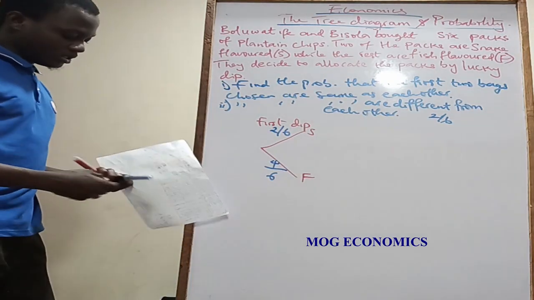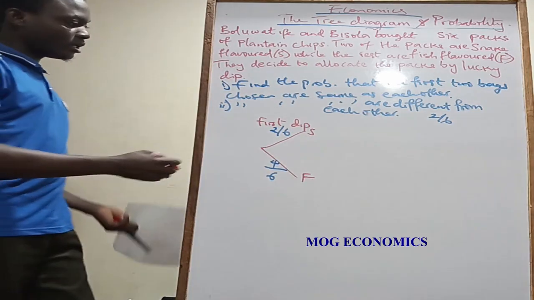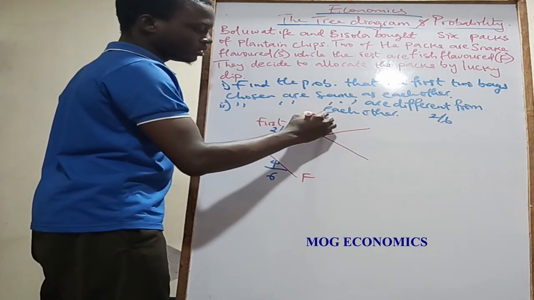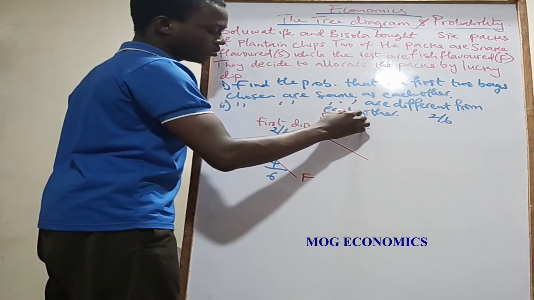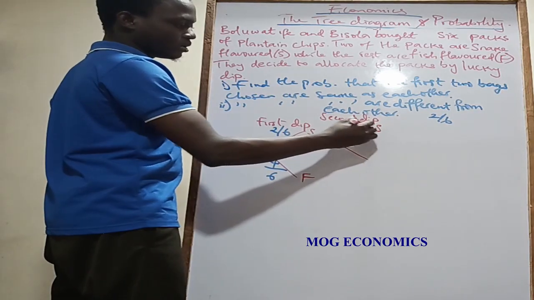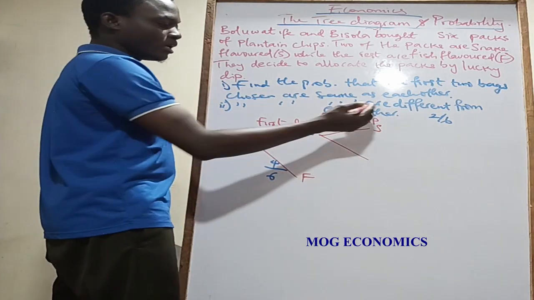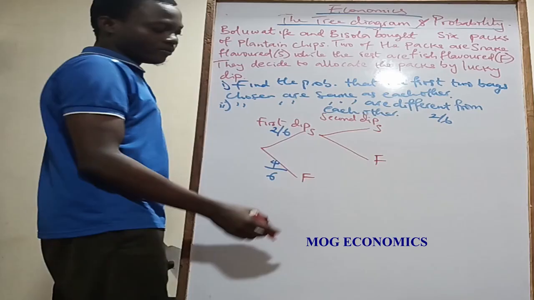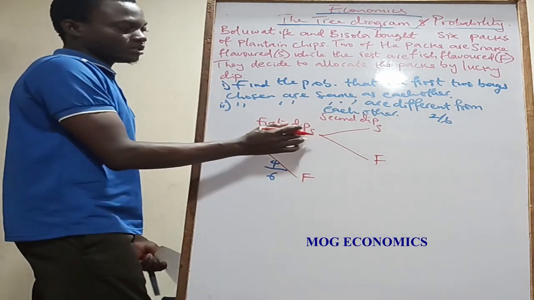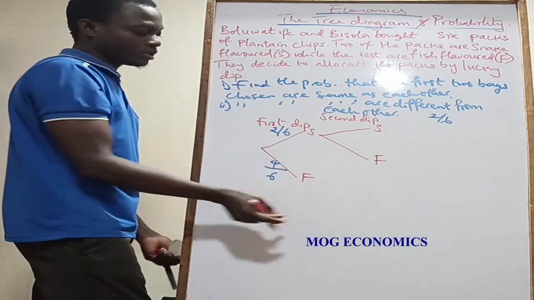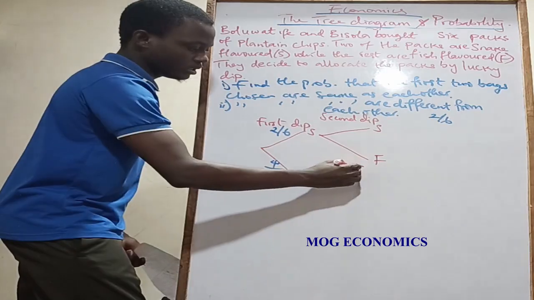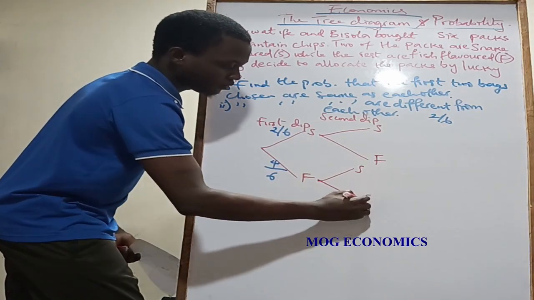So now the second dip. You are done with the first dip, and the second dip, of course, is going to be like this. In the second dip, it can also be snake flavored or fish flavored. If you pick snake flavored first, your second dip could either be snake flavored or fish flavored. If you pick fish flavored first, your second dip could also be either snake flavored or fish flavored.